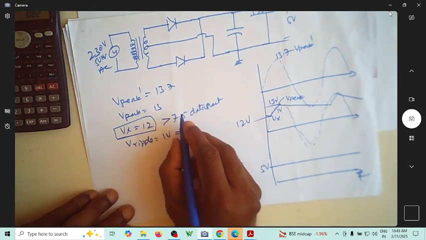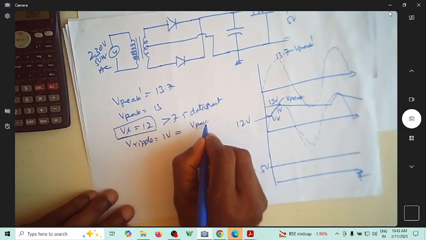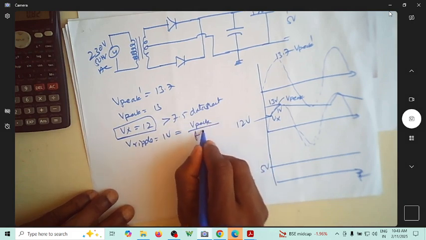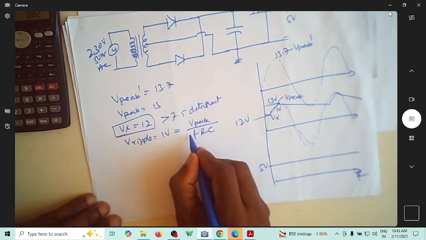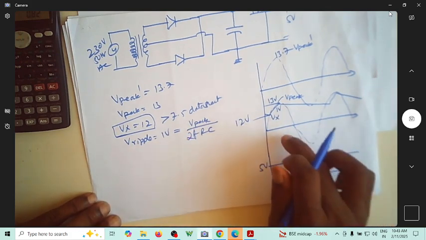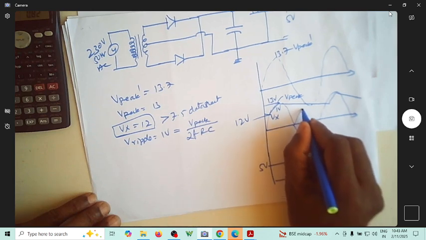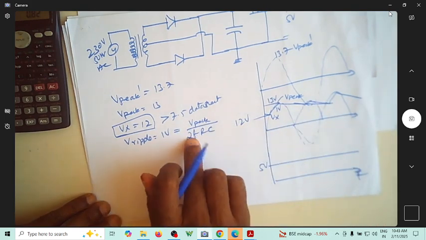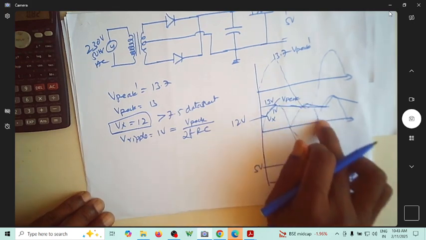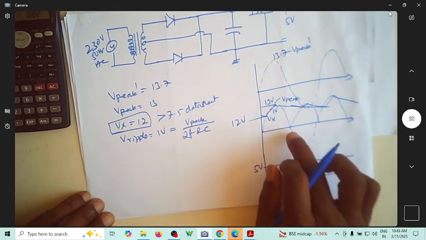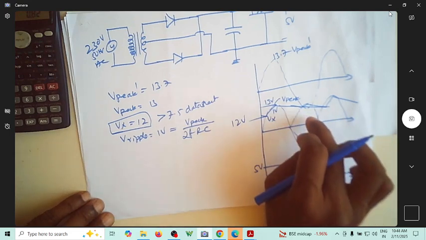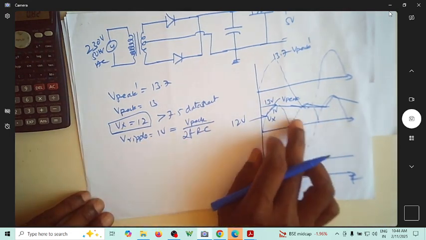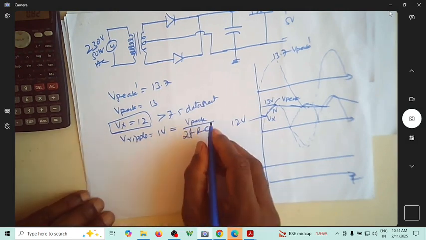V ripple is equal to V peak by f R C. In the case of a full wave rectifier, it is not simply f R C, it is 2 f R C, because this is for a half wave rectifier. For a full wave rectifier, you'll have one more waveform, then this will actually go like this. So that's why it is 2 f R C. This is due to the other half of the cycle, which is flipped up. When you have a half wave rectifier, it will go till here, so the ripple is more. The ripple will reduce by 2 times when you consider a full wave rectifier. That is the only difference.